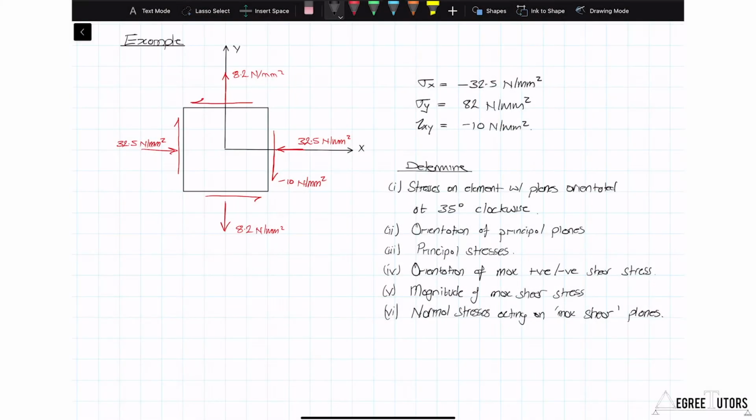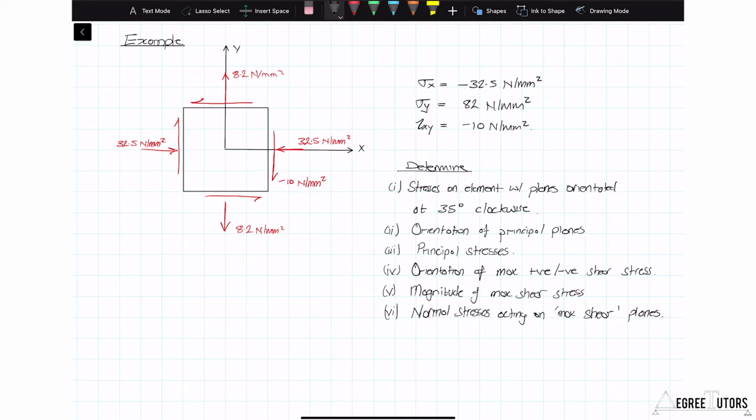All right then, so we're finally at a position where we can tackle a numerical example here. So this is what we're going to work on in this video. We have an element here which represents just some position, some point within a structure. And it just so happens that the stresses that are acting on that element are represented here.